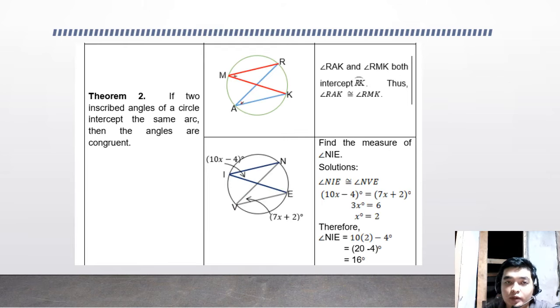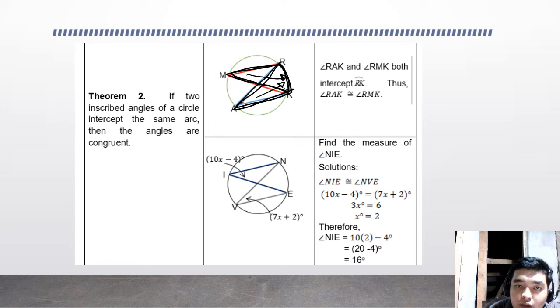Okay, take note. We have theorem 2: if two inscribed angles of a circle intercept the same arc, then the angles are congruent. So we have angle RAK and angle RMK, both intercepting arc RK. So this angle and this angle are congruent, since they have the same intercepted arc, and therefore their angles are also congruent.